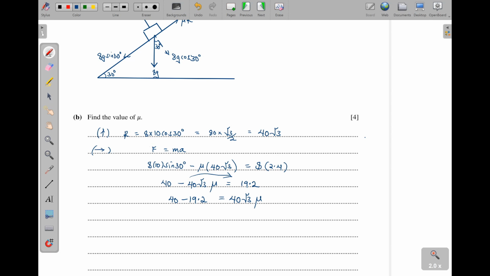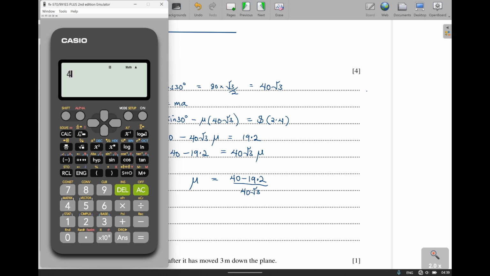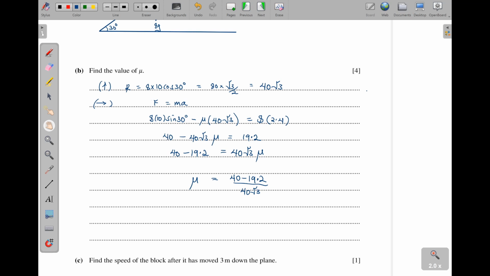That is when this one crosses, it becomes a positive. And then our mu is going to be 40 minus the 19.2, and then we divide by 40 root 3. Then what do we get as our answer? We have 40 minus 19.2, then we divide by 40 root 3. To 3 significant figures, I can have 0.300. In other words, our mu is equal to 0.3.